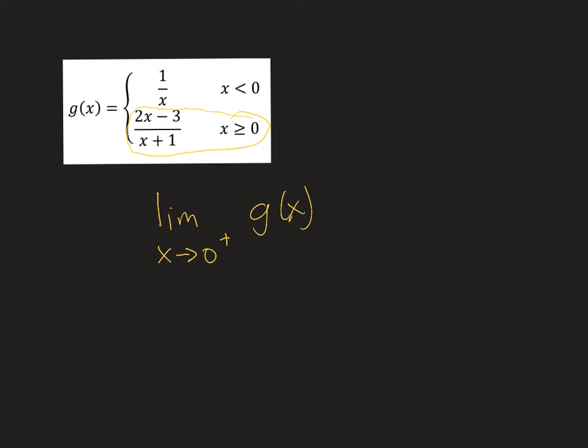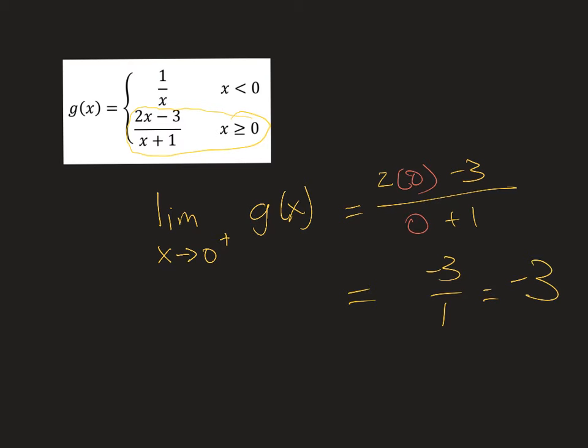So we're supposed to check what's happening as we approach 0 from the right. Since the values to the right of 0 are greater than 0, we're using this bottom rule. As I've taught you many times, you're supposed to try substitution first. When I plug 0 in where the x's are, I get 2 times 0 minus 3 over 0 plus 1, which is negative 3 over 1, better known as negative 3. So the value of this limit is absolutely negative 3.